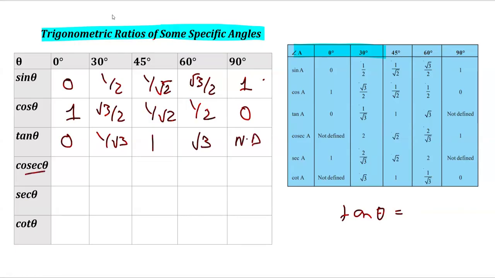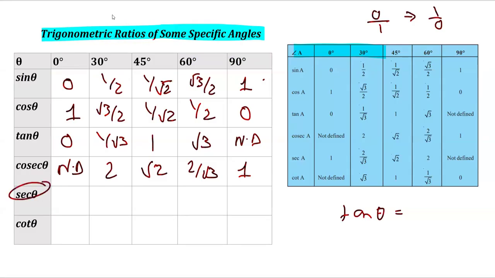Now, in order to fill this, cosec is the reciprocal of sine. So reciprocal of 0, you should remember that 0 is actually 0 upon 1. Its reciprocal is 1 upon 0, that is not defined. So next, the reciprocal of half is 2. Reciprocal of this is root 2. Reciprocal of root 3 is what? 2 by root 3. Reciprocal of 1 is 1 only.